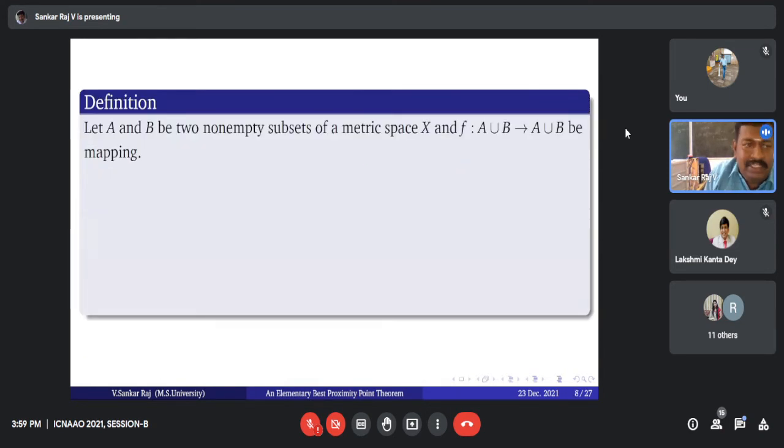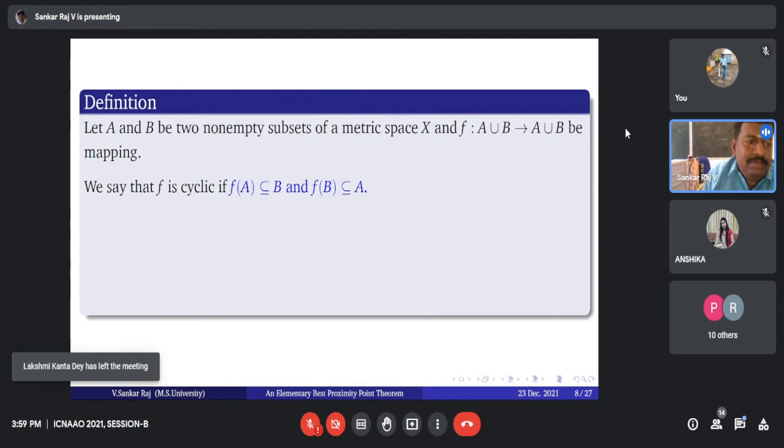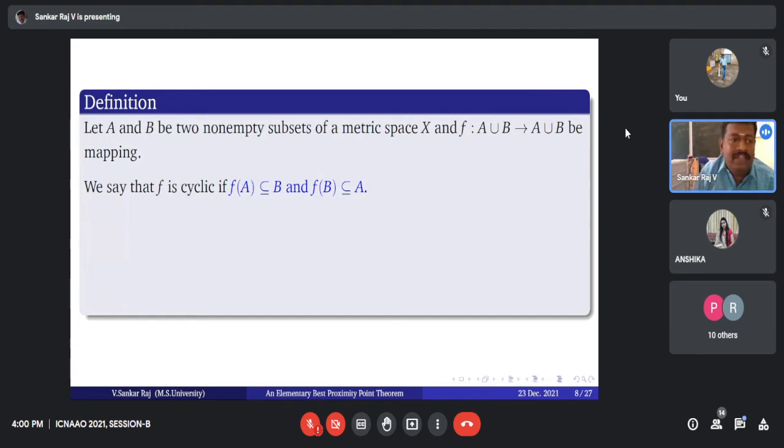So let us consider two non-empty subsets A, B of a metric space, and F is a function from A union B to A union B. This is a mapping, and we say that F is cyclic if F of A is contained in B and F of B is contained in A. That is, all the elements in A map to B and all the elements of B map to A. Note that we are not assuming anything about whether A and B are disjoint. They are non-empty, but we have not assumed whether A intersection B is empty or non-empty. Just A and B are two non-empty sets, and F is a function from A union B to A union B.